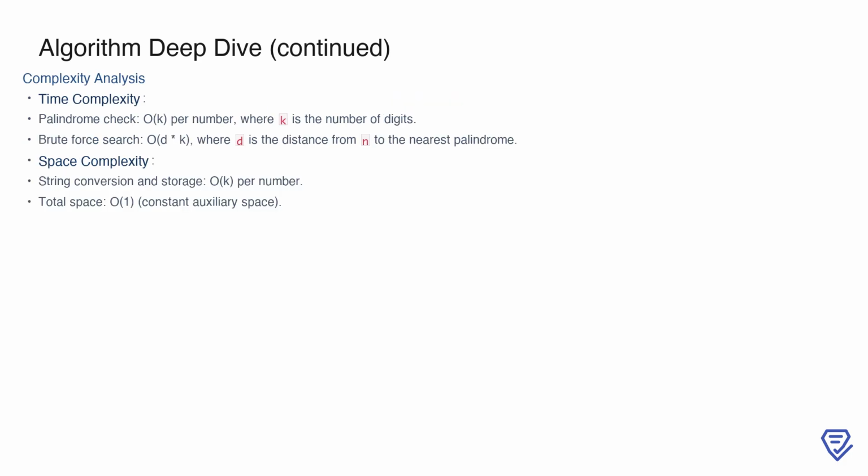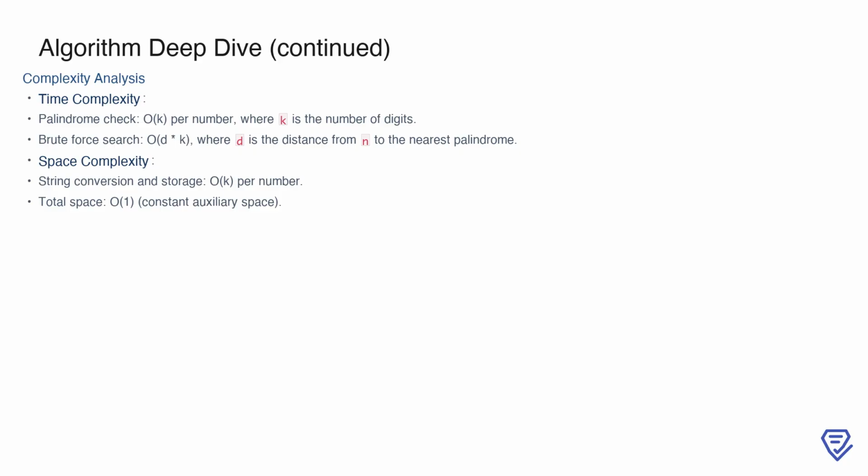Finally, let's analyze the complexity of this algorithm. The time complexity for the palindrome check is k per number, where k is the number of digits in the number. Since the brute force search involves checking numbers incrementally, the total time complexity becomes d*k, where d is the distance from n to the nearest palindrome. This complexity accounts for both the iterative search and the palindrome checks.